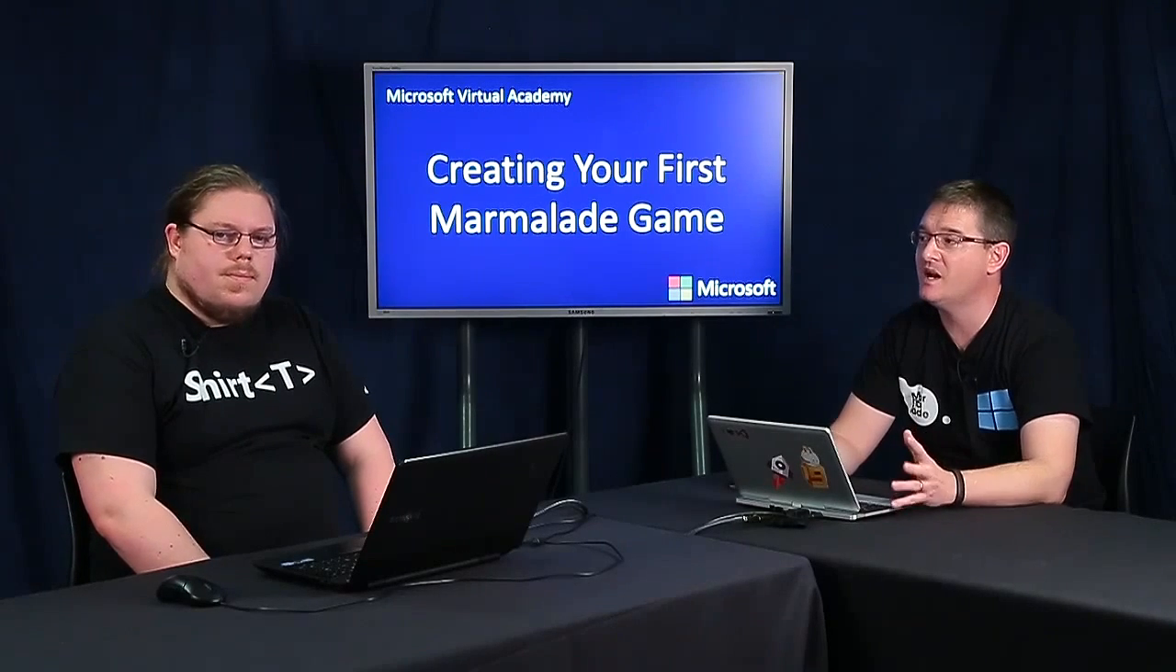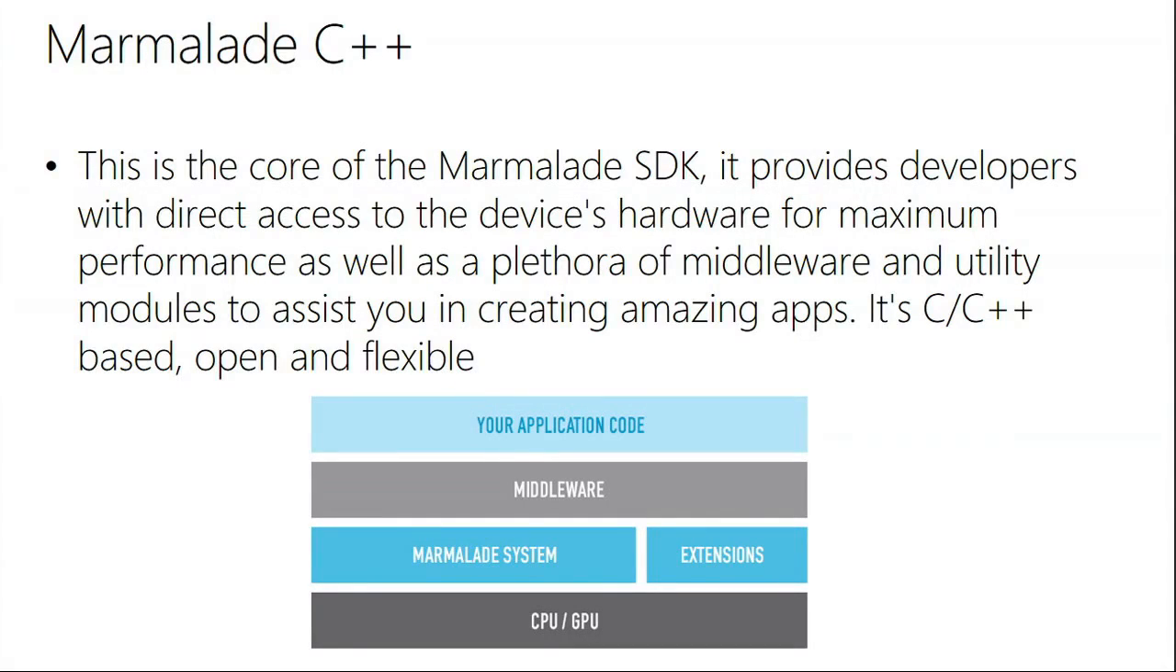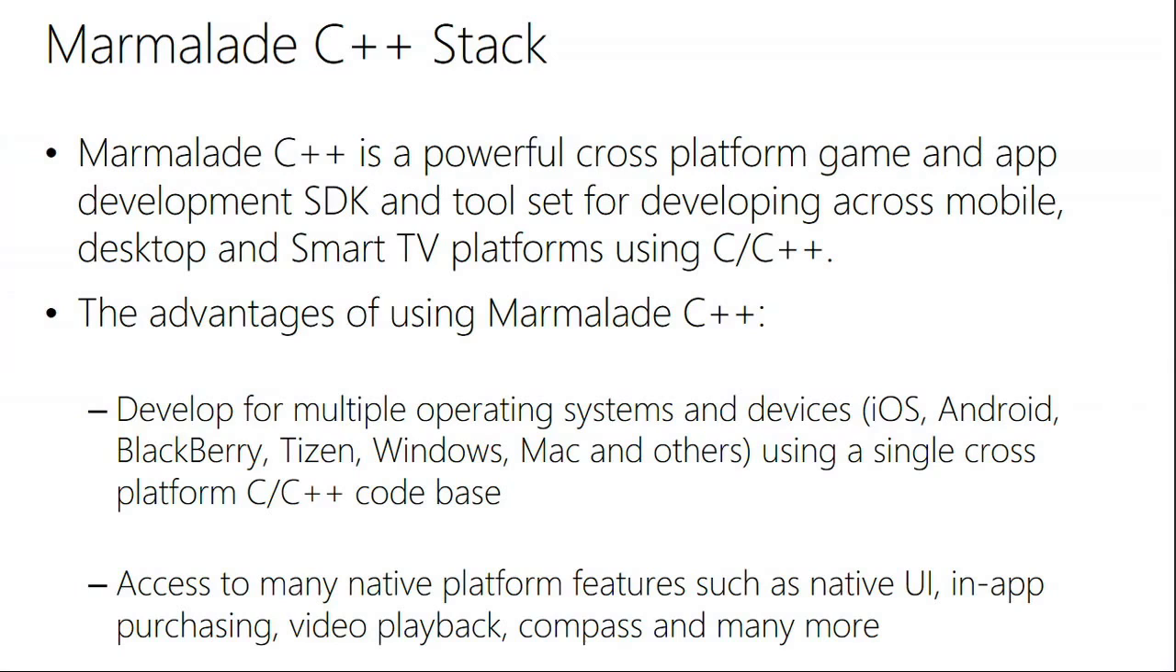So this is the construct of Marmalade in terms of the architecture. As James said earlier on, it's about the CPU, then sitting on the Marmalade system with the ability for extensions, then the middleware that you want to use, and then your application code. It gives you that flexibility to expand and grow your game engine. It allows you to create some great games, and the big advantage of C and C++ is that it's completely open. It allows you to use any resource you can find on the web, any resources available in a GitHub repository, so you can really start to grow your games.